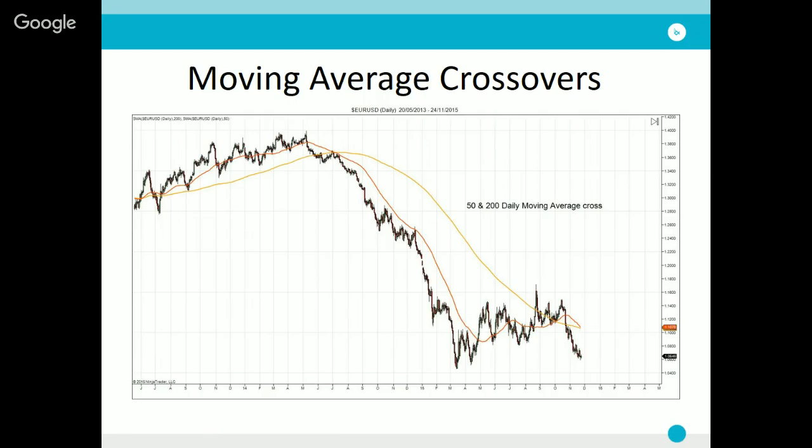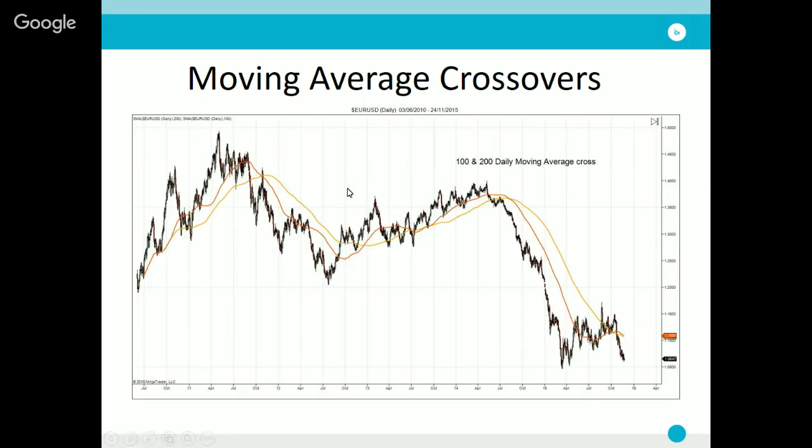Now again, you'll note that the moving averages, as we would expect, are less sensitive to price. They're not tracking the current or the recent swings as well. And the crossovers, although they are few and far between, they actually tend to last for much longer time.